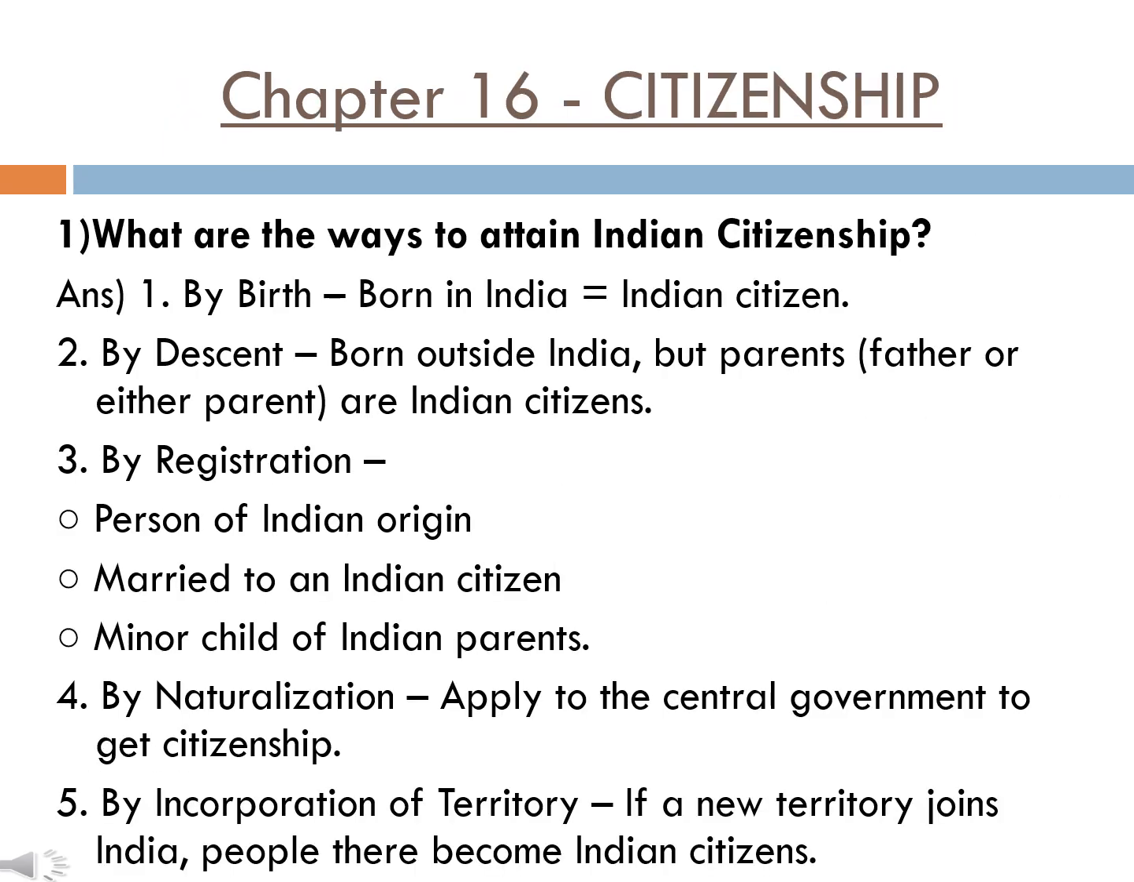Chapter 16: Citizenship. First question: what are the ways to attain Indian citizenship? It includes birth, descent, registration, naturalization, and finally the incorporation of a territory. If a new territory joins India, the people there become Indian citizens.